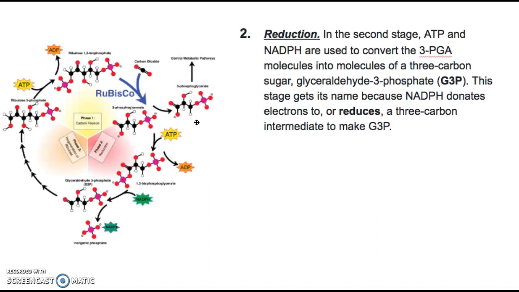So this is the second stage, in which ATP and NADPH are going to be invested, and they're going to take that 3-PGA molecule that we made in that first stage, and they're going to move those into something called G3P.